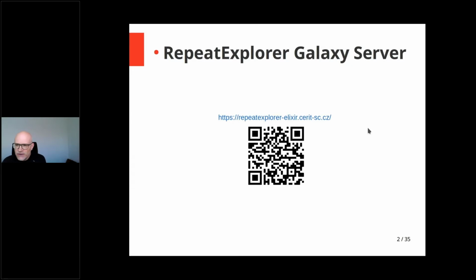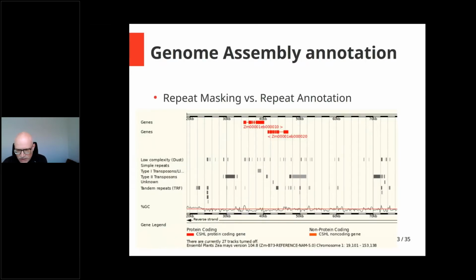And before I start talking about the genome assembly annotation, usually you can find in the literature the term repeat masking. So people who are interested in genome annotation, who are interested in the genes, they just use repeat masking because they want to get rid of these repetitive elements from the assembly because it can interfere with the annotation of the genes. On the other side, our group is interested specifically in the repeats. So if we are annotating a genome, we actually want to identify and annotate these repeats.